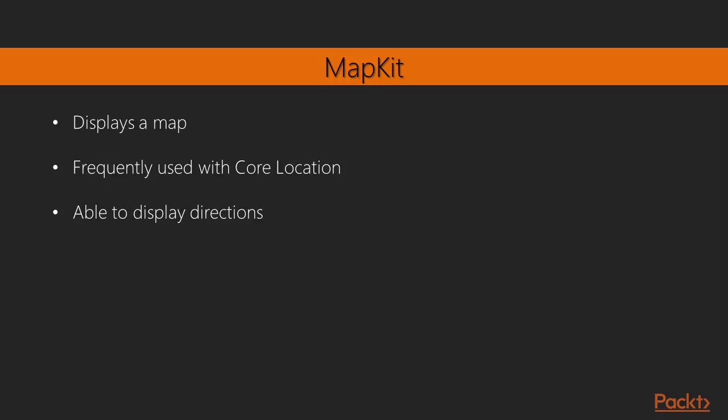Another framework commonly used with core location is the map kit, which displays the map with the user location, also the directions for a destination. In this video, we've seen the main concepts about the location services on the phone.